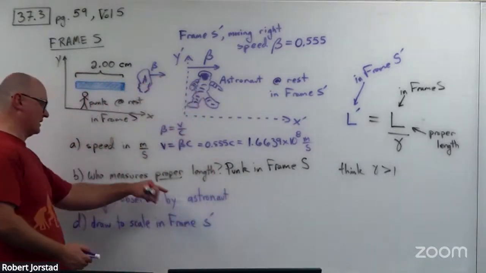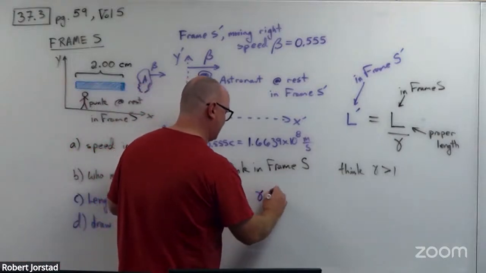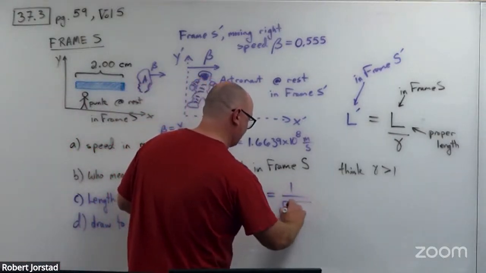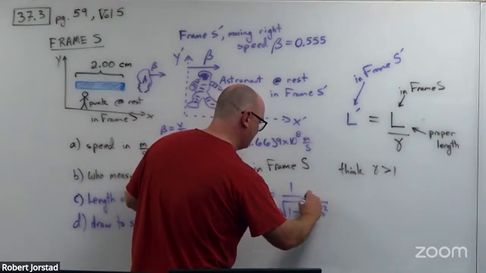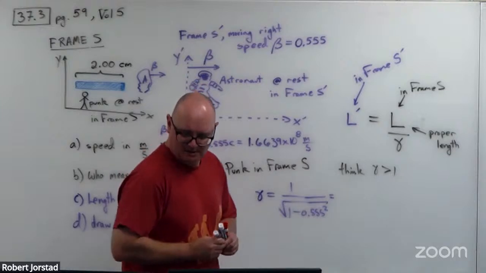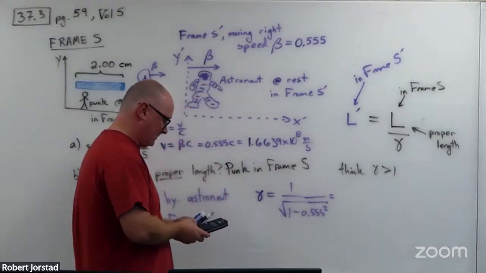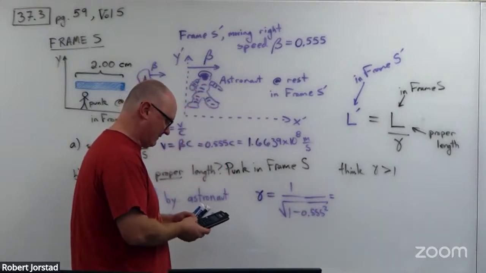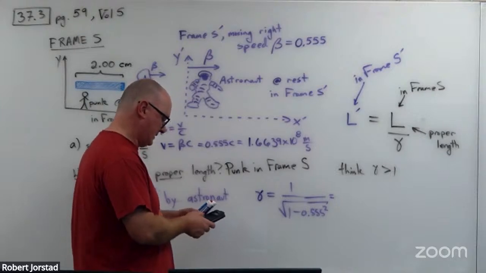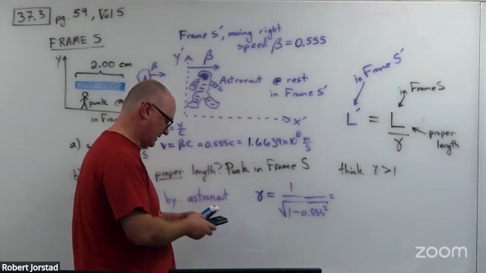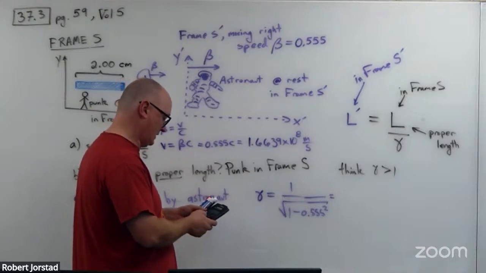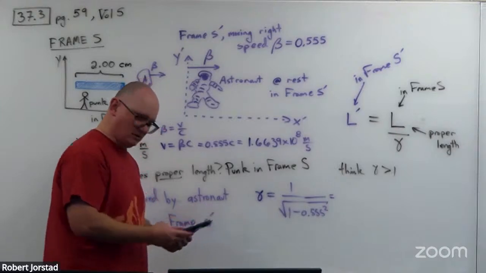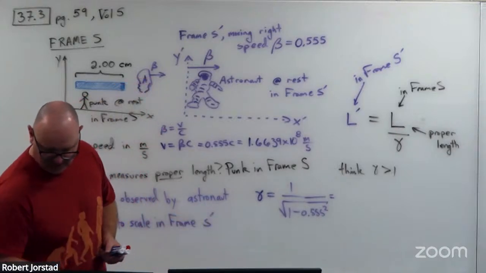So we can get this, the length observed by the astronaut. So gamma is 1 over the square root of 1 minus 0.555 squared. I'm going to get that really quick. 1 minus 0.555 squared. Oh, I'm in scientific mode. Let's get out of that. Okay, and then I'm going to do 1 divided by square root of the answer. 1.202. If you want to keep an extra digit, it's a 1.